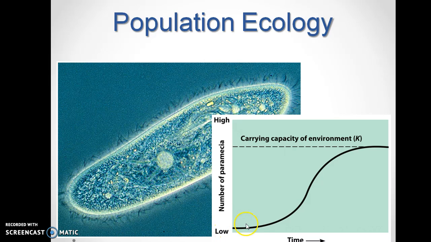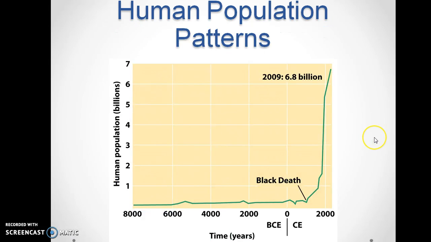So you can see the population starts out growing really, really quickly, but then we're going to reach this limit, this carrying capacity that says, whoa, we can't keep growing like this. We have to level off. And at this point, the population growth rate approaches 0.